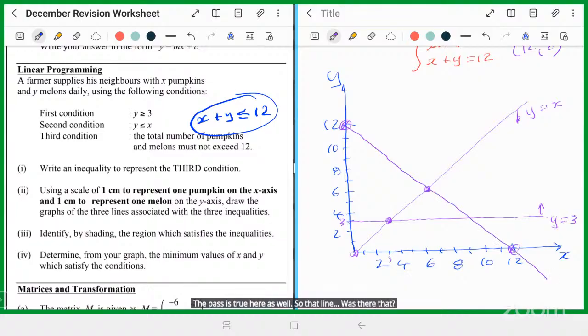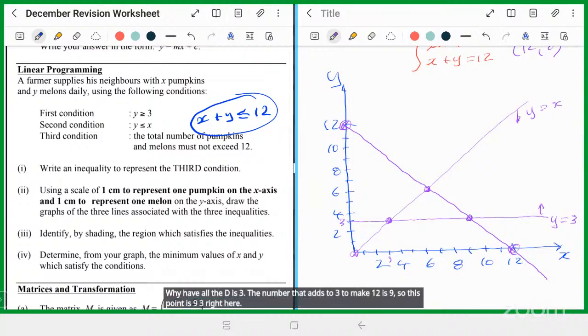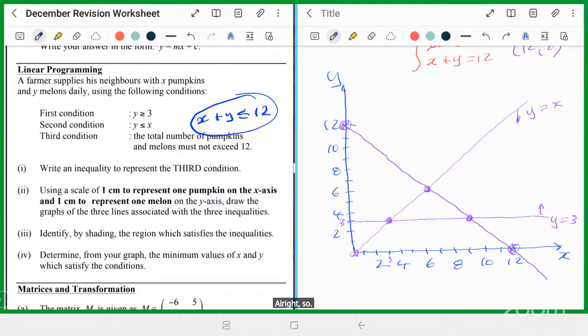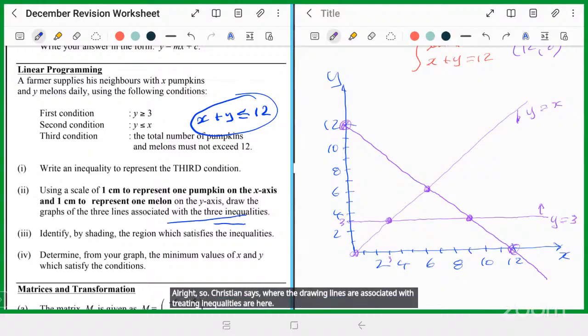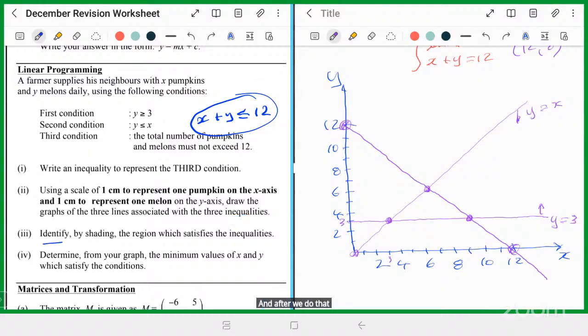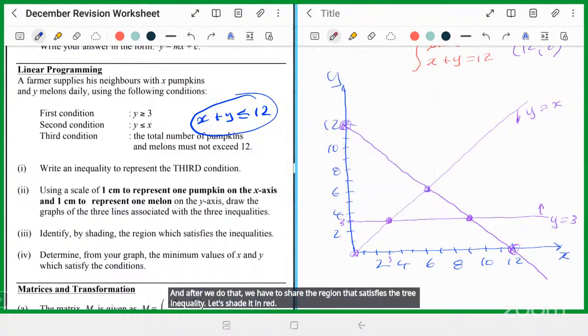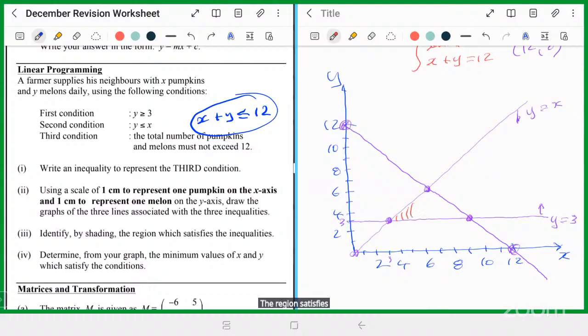All right, that is the line. And this point has to be 9, 3. The y value there is 3. The number that adds to 3 to make 12 is 9. So this point is 9, 3 right here. Alright. So the question says we have to draw the lines associated with the three inequalities, and after we do that, we have to shade the region that satisfies the three inequalities. Let's shade it in red. So the region satisfying the three inequalities is this one.